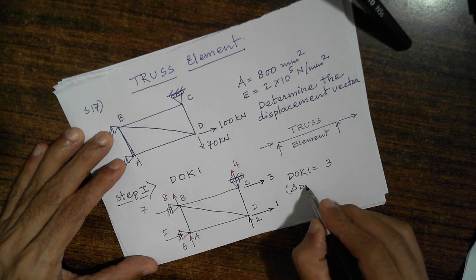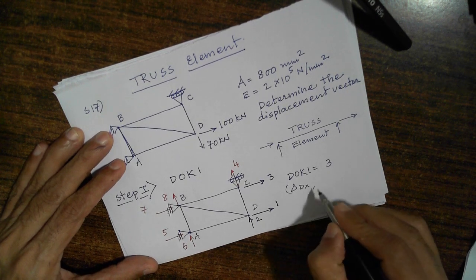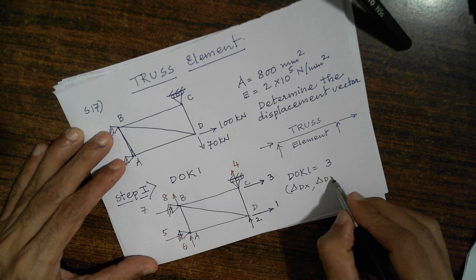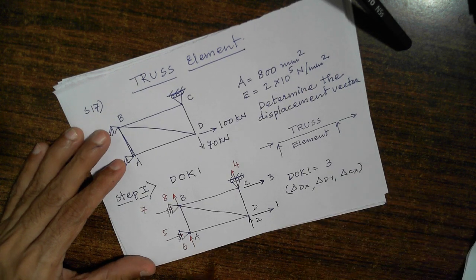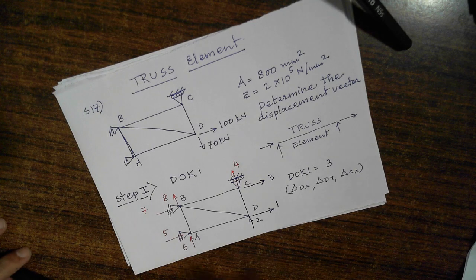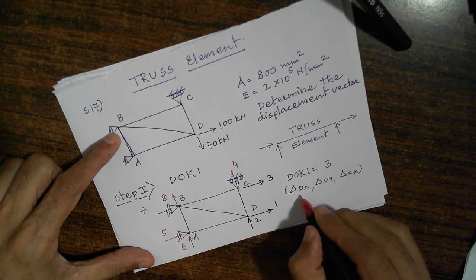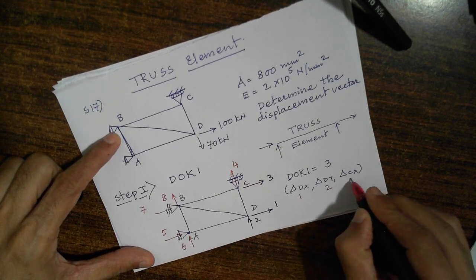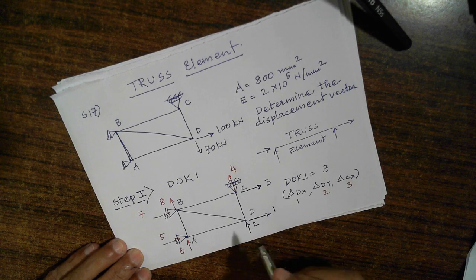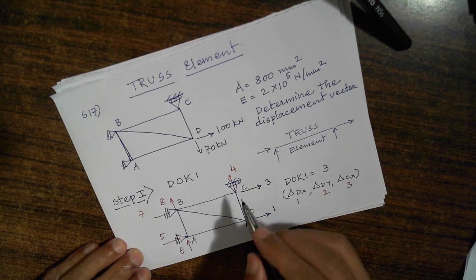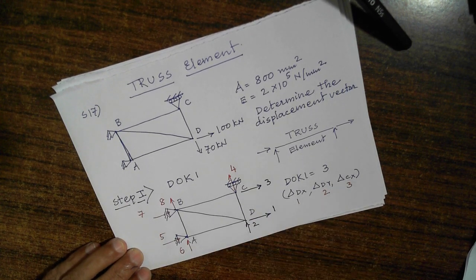Delta D in x direction, delta D in y direction, and delta C in x direction are the 3 degrees of kinematic indeterminacies. I will number this as 1, this as 2, and this as 3. So these are the 3 degrees of kinematic indeterminacy for the structure under our consideration.